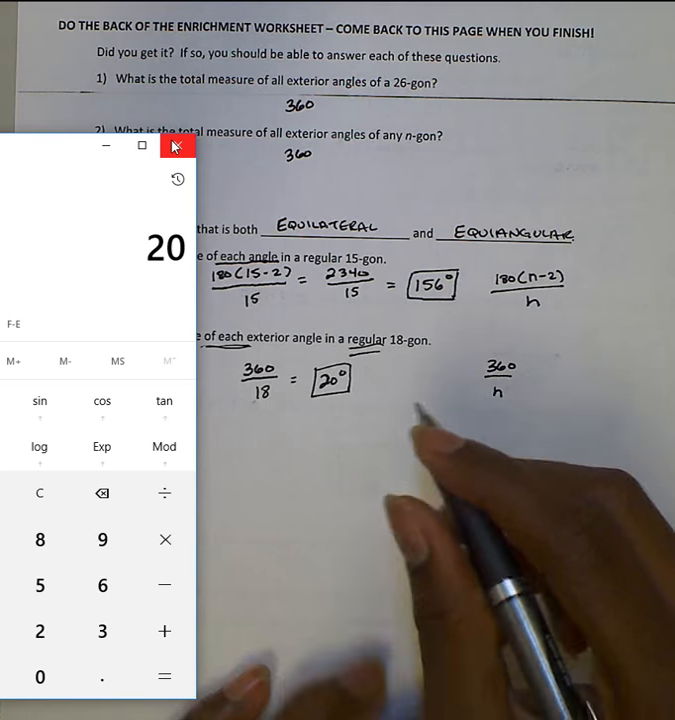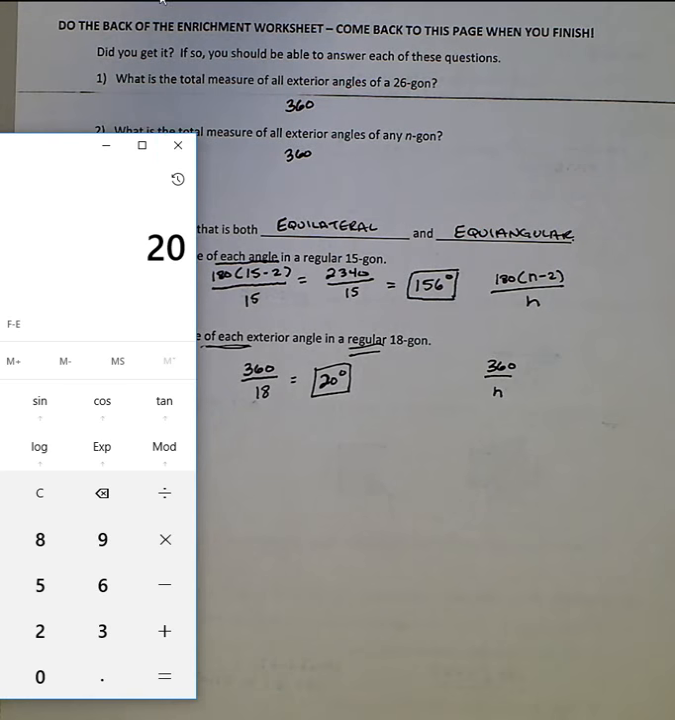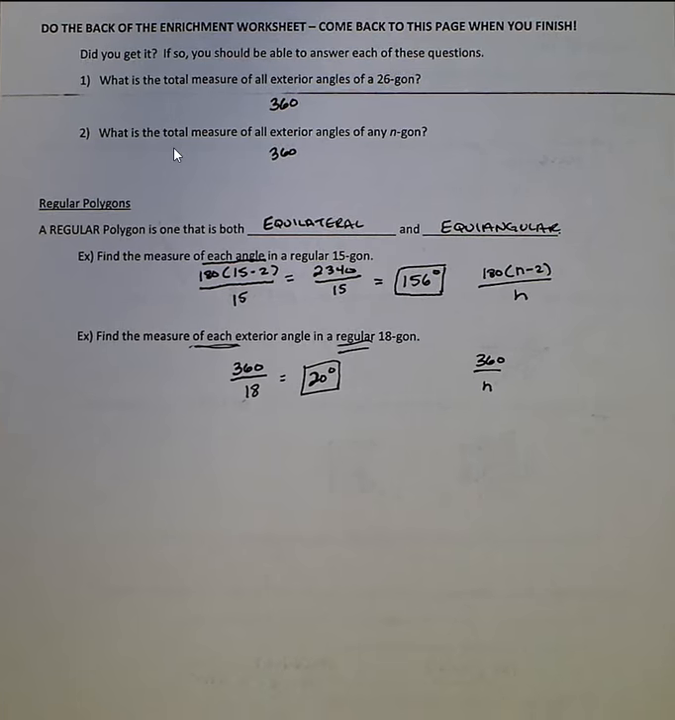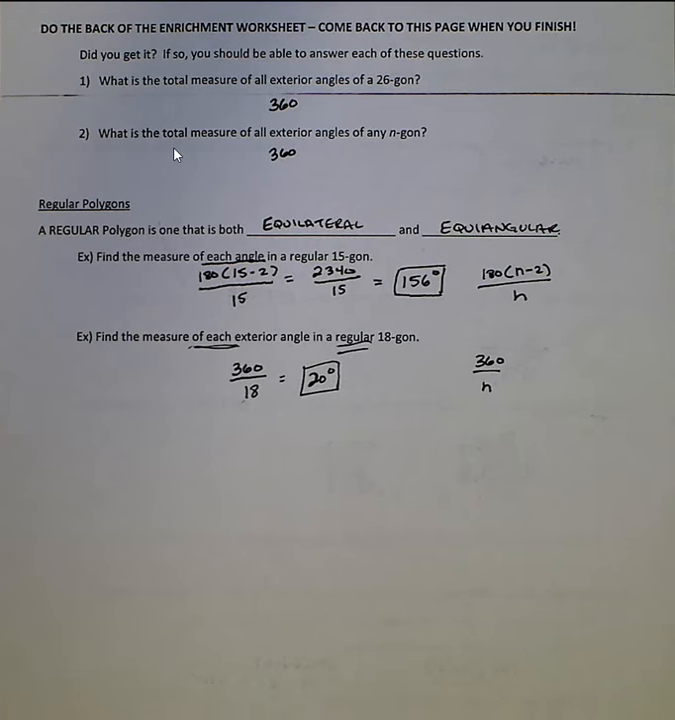Alright, so that's the polygon angle sum theorem. That's us being able to distinguish between convex and concave polygons, and we'll be able to find the sum and the measure of each exterior and interior angle in polygons.